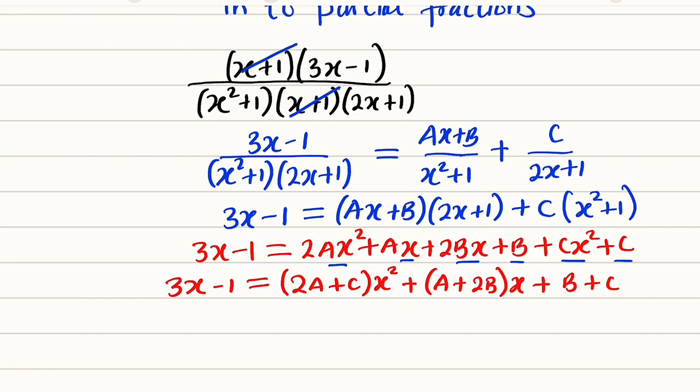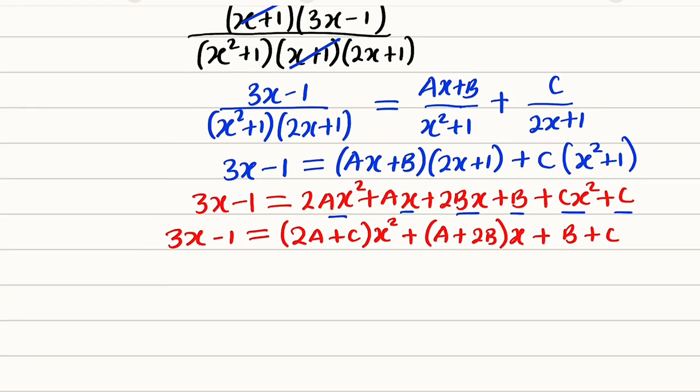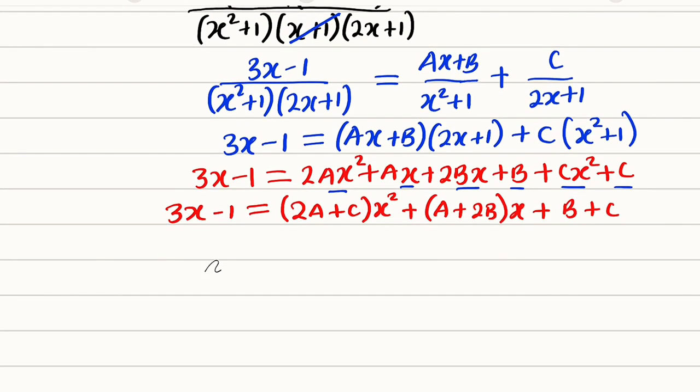Let me start with x squared. The coefficient of x squared to the right is 2a plus c. So our first equation is 2a plus c. And what is the coefficient of x squared to the left? Nothing, because we do not have any x squared to the left. So this is equal to 0, our first equation.